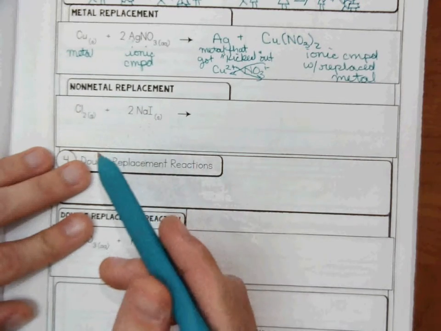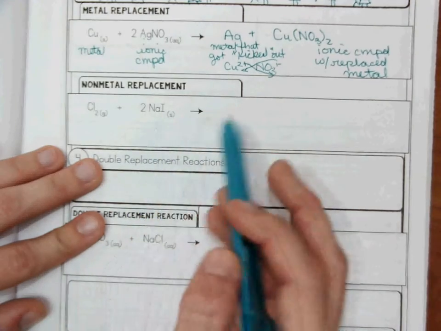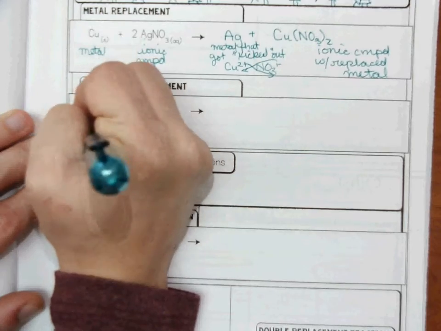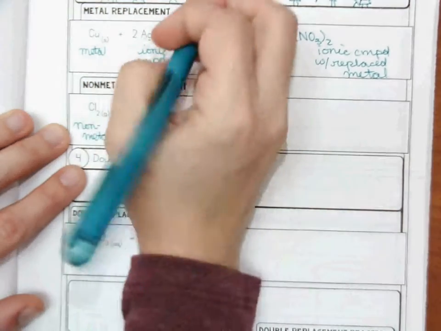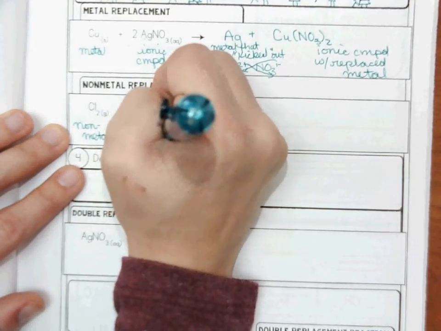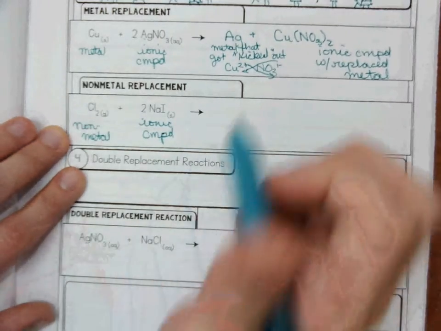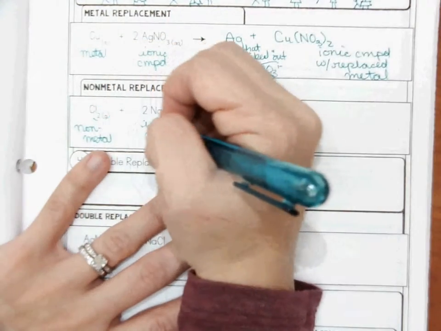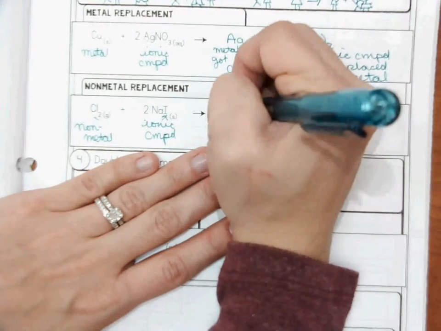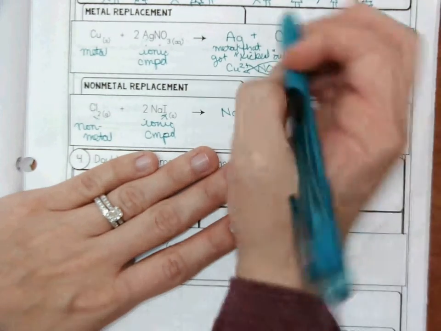And if I need to slow down, please tell me. So in a non-metal replacement, now the non-metal is going to come replace the non-metal. So here we have a non-metal, and here is an ionic compound. So the chlorine is coming and it's going to replace that. So I'm going to get actually NaCl, and I'm not even crossing it because I'm just so familiar with that.